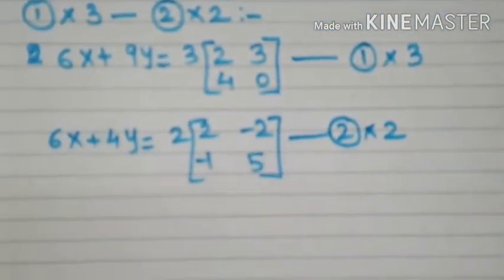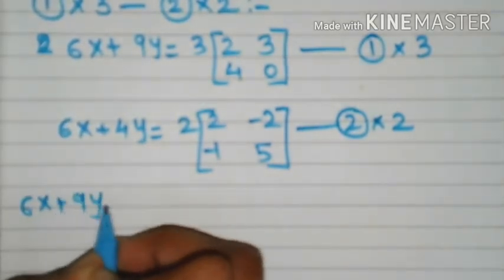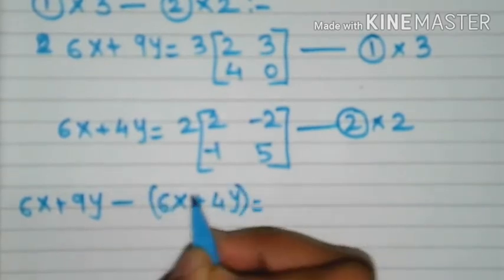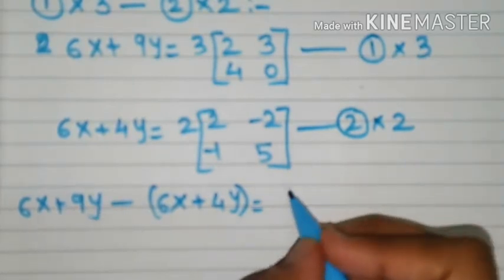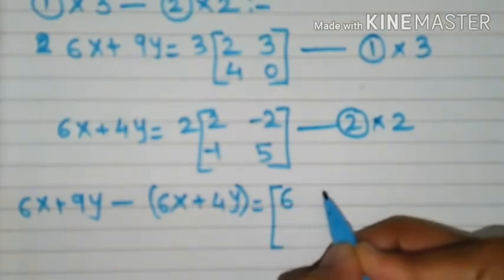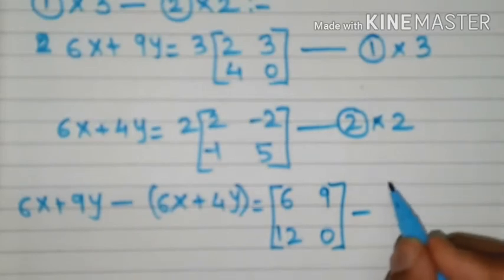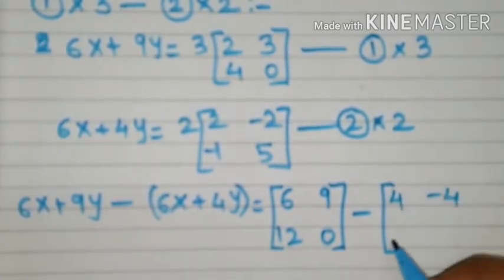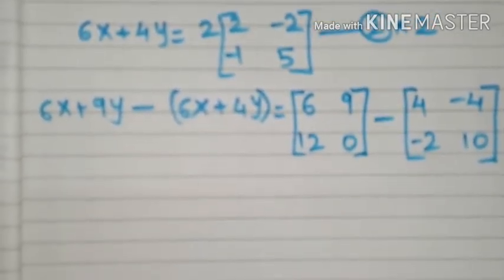Now let me subtract the two equations. So when I do that, I'll get 6x plus 9y minus, I'll put a bracket inside. Please be very careful when doing this. Don't forget to put the bracket because there is a minus sign outside. Then I'll multiply it simultaneously inside, so I'll get [6, 9, 12, 0]. The right hand side also I have to subtract as I have done with the left hand side. So I'll get [4, 4, 2, 10]. So this is how my equation will now look like.